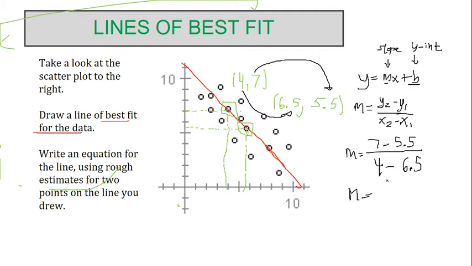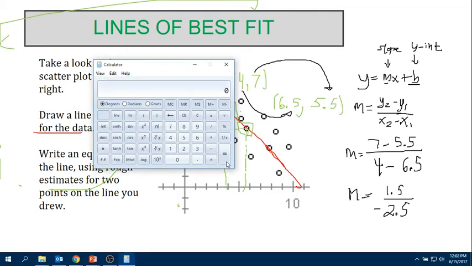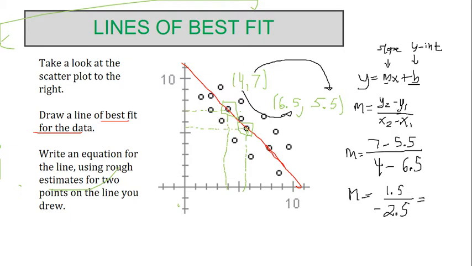So 7 minus 5.5 is 1.5. And 4 minus 6.5 is negative 2.5. Since I'm working with decimals here, I think it's appropriate to get a decimal answer. So I'm going to divide those out, 1.5 divided by 2.5. Now I know my answer should be negative. When I do that, I get 0.6, and it's going to be negative 0.6, because a positive divided by a negative is a negative. So we get negative 0.6 for our slope.